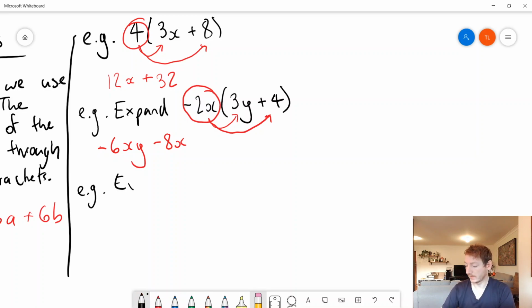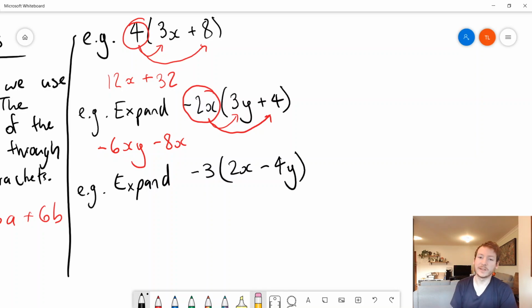E.g. expand. Let's say negative 3 (2x - 4y). I'm choosing some easy numbers because I don't want us to worry about the multiplication just yet. You can always use your calculator to multiply the coefficients.